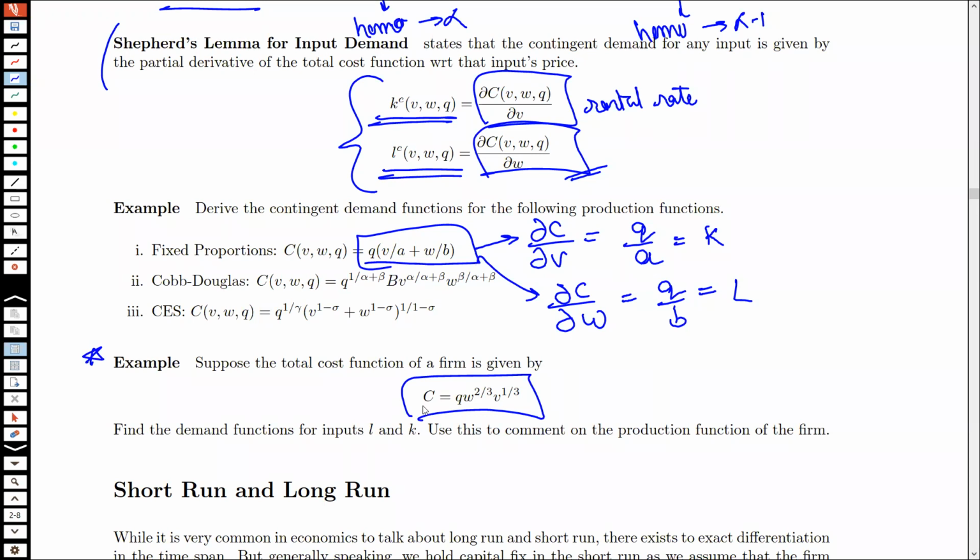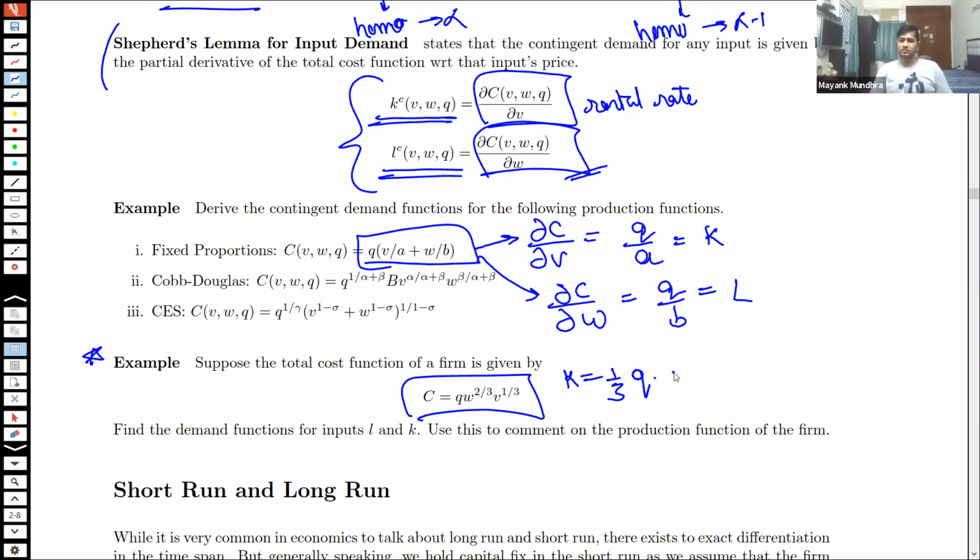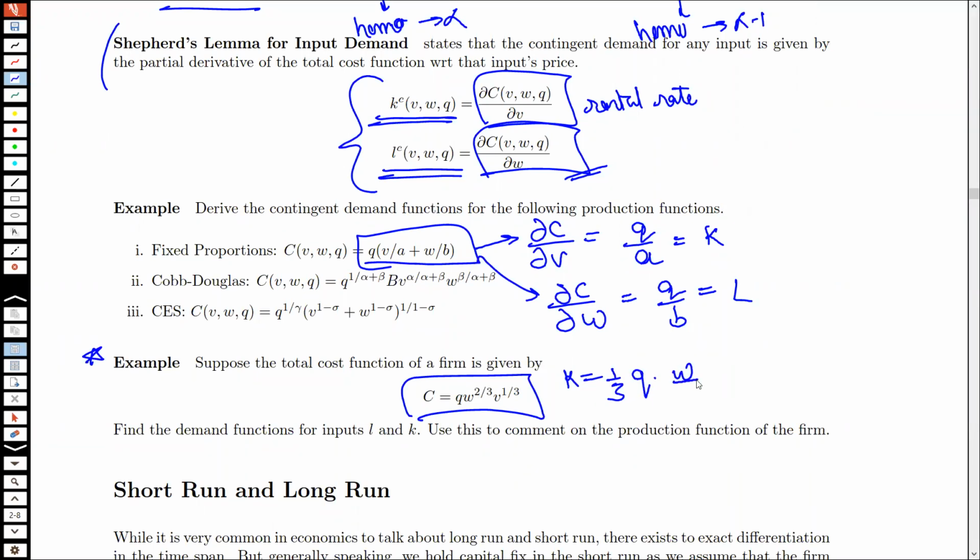So the demand for capital is 1 by 3 Q times W by V to the power 2 by 3, whole raised to power 2 by 3, and the demand for labor is 2 by 3 times Q V by W to the power 1 by 3.